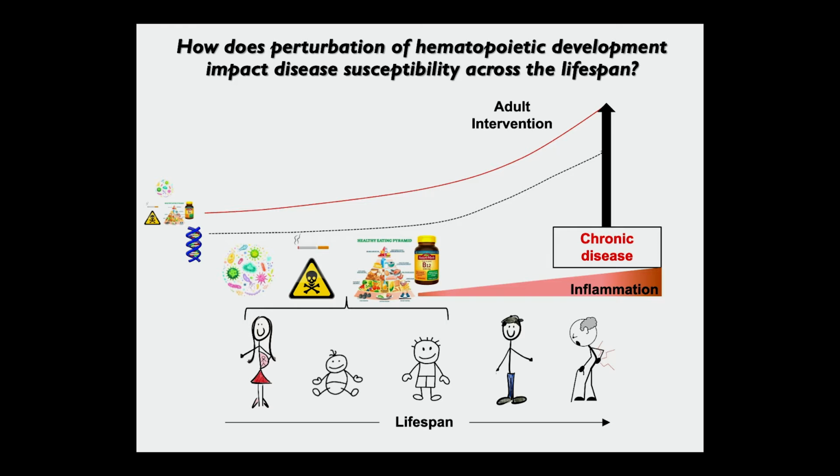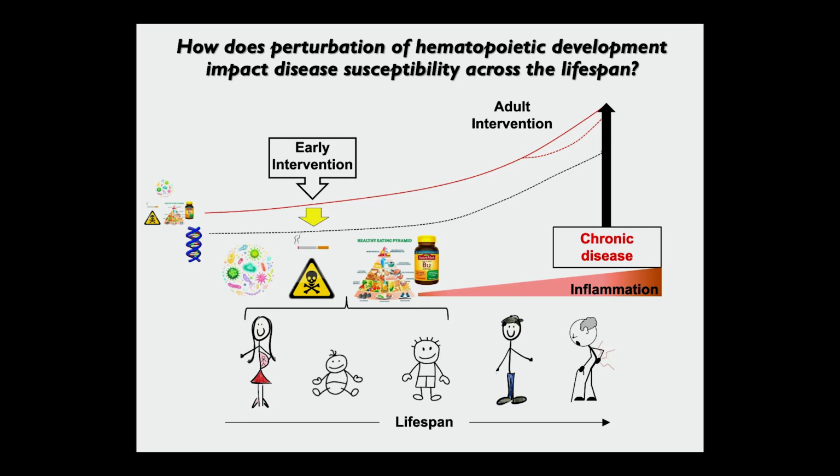Now, we don't intervene for these types of diseases until adulthood, where there's already a significant onset of symptoms. And in this case, the reduction in risk with adult intervention is really pretty minimal. So what our lab seeks to do is to try to identify how these adverse events during early life drive risk for disease, so we can target interventions much earlier and thereby have a much greater impact in mitigating risk for disease across the lifespan.